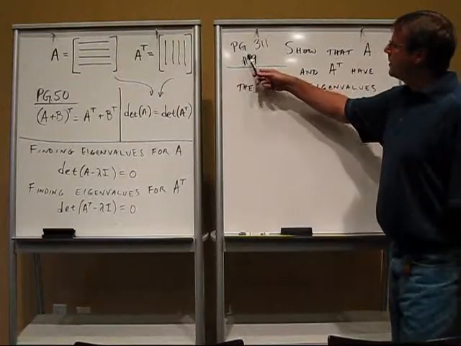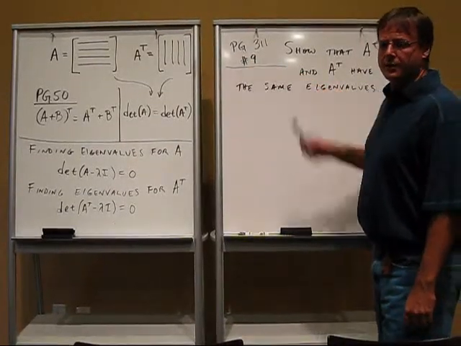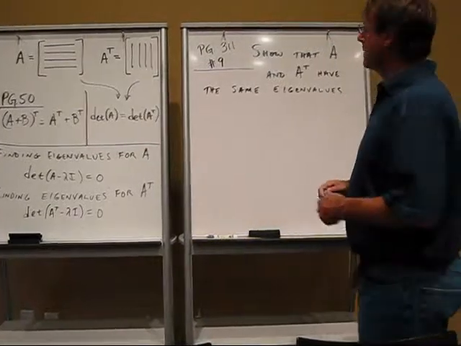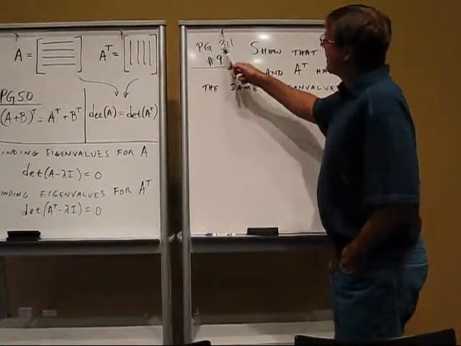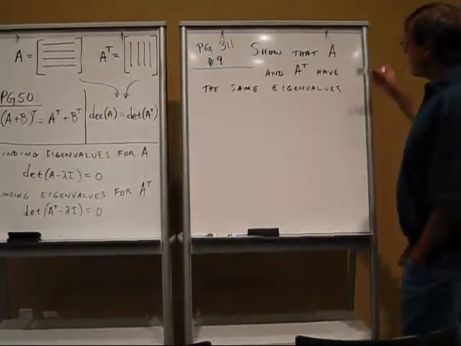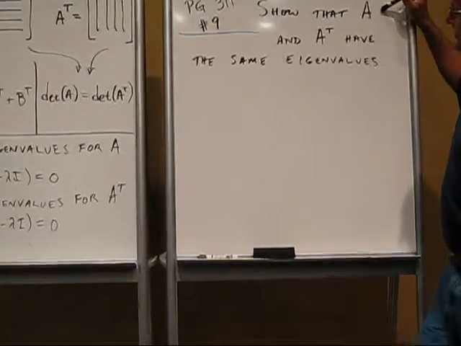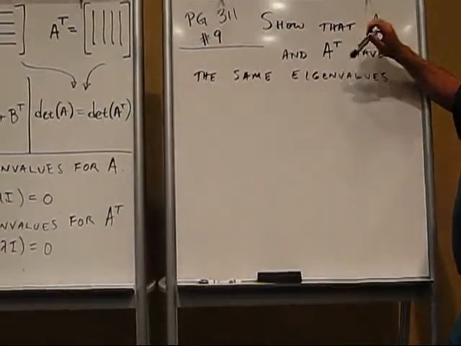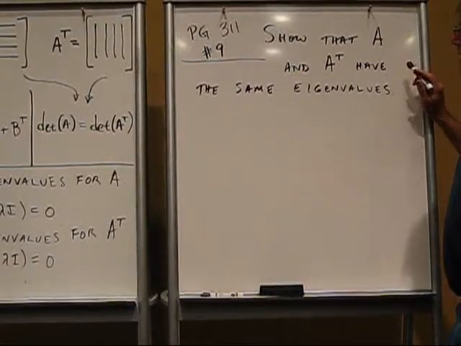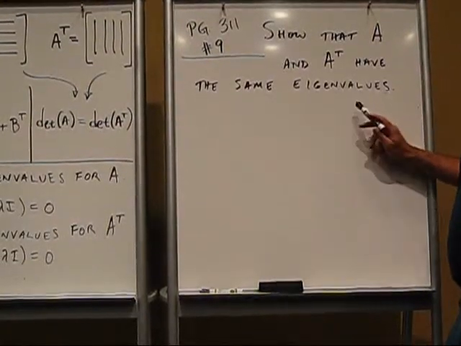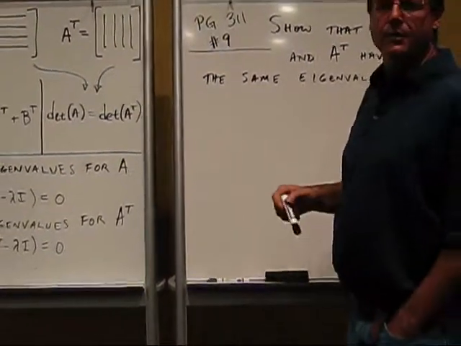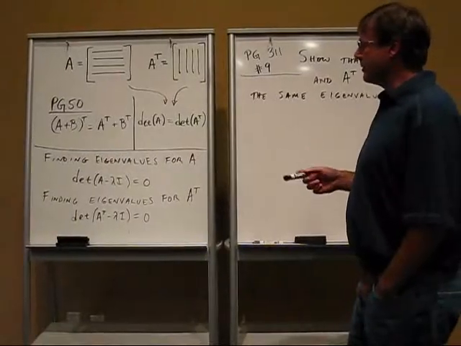I'm going to look at the one proof I didn't do in class for one of my classes. Page 311, number 9. I'm going to show that a matrix and its transpose, so that's two separate matrices, have the same eigenvalues. So there's a little bit of background that you would have to do in order to do the problem.